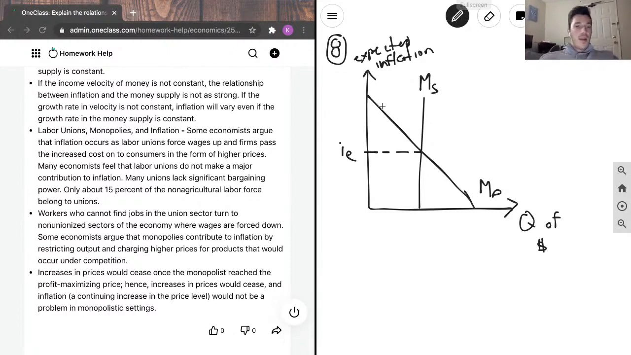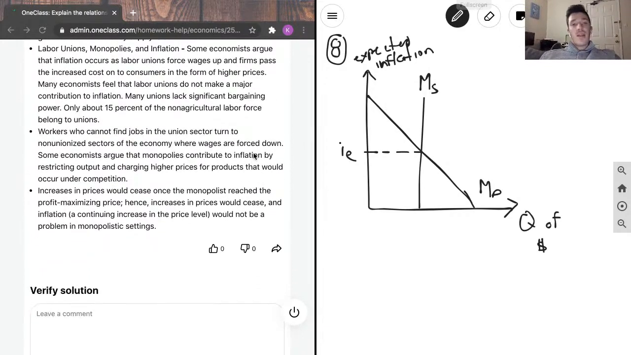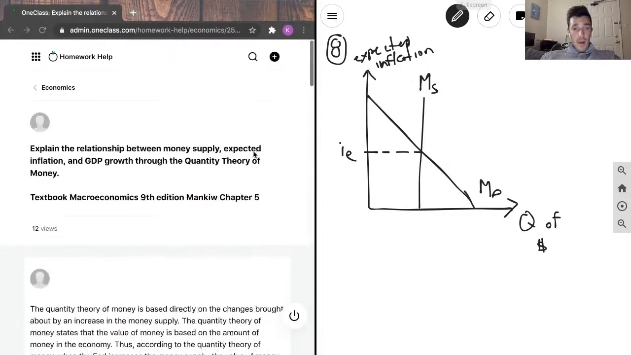Some economists argue that monopolies contribute to inflation by restricting output and charging higher prices for products than would occur under competition. Increases in prices would cease once the monopolists reach the profit maximizing price. Hence, increases in prices would cease. In inflation, the continuing increase in the price level will not be a problem in monopolistic settings.